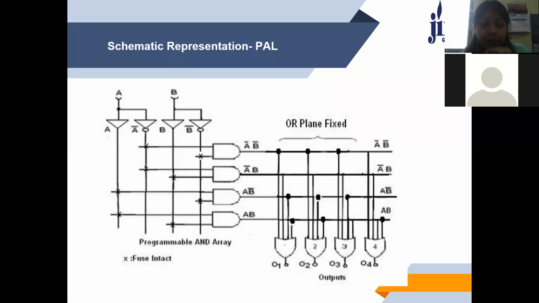So whenever it comes, you will simply define it like it's defined in PLA. But in PAL, you just need to state that the OR plane is fixed, but the AND plane is programmable. Whereas in PLA, both planes, AND and OR, are programmable.